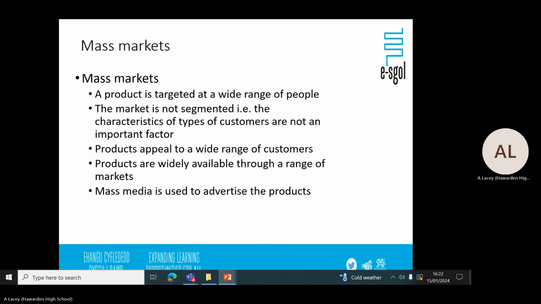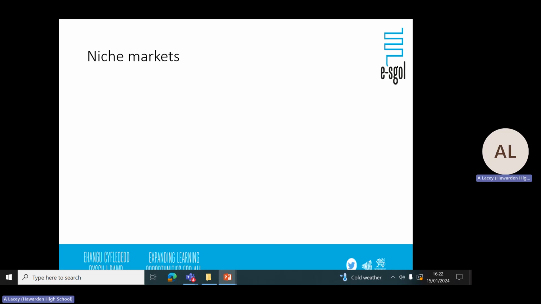Markets. So looking at your mass market. This is where a product is targeted at a wide range of people. The market is not segmented, so the characteristics of types of customers are not an important factor. The products are there for everybody. Your products appeal to a wide range of customers, and they are widely available throughout a range of markets. And mass media is used to advertise those products to the masses.